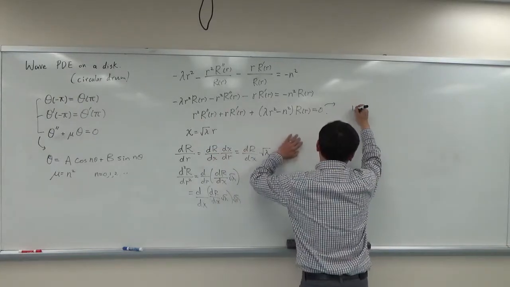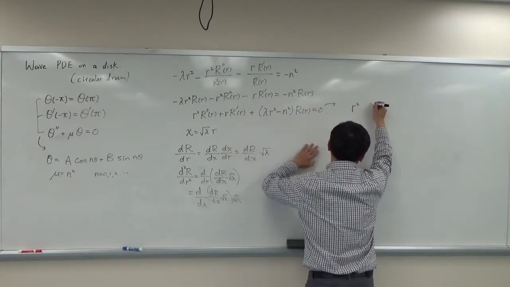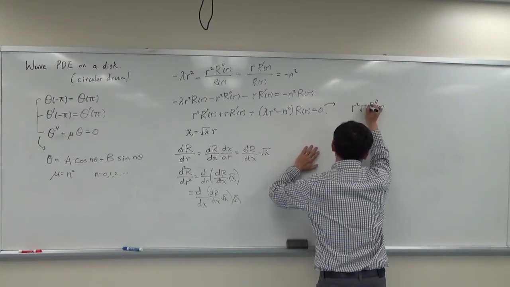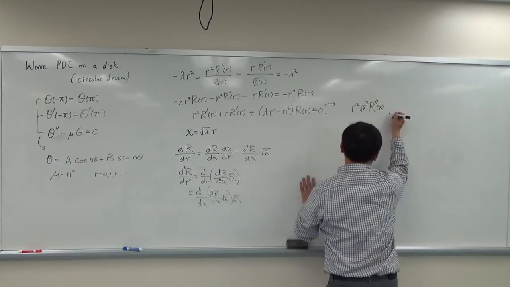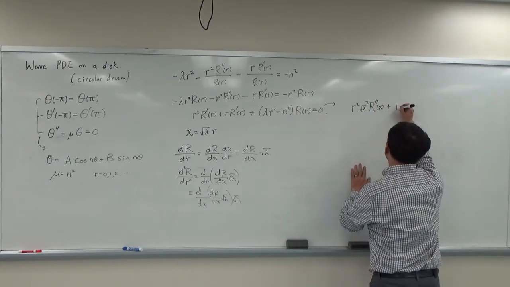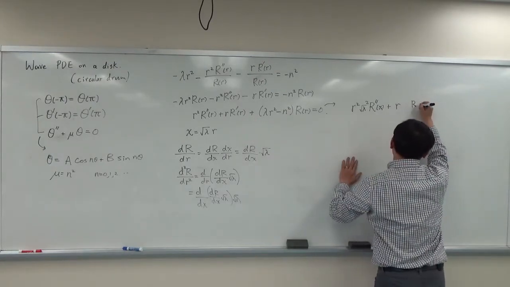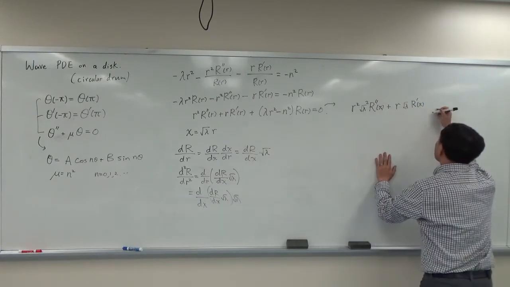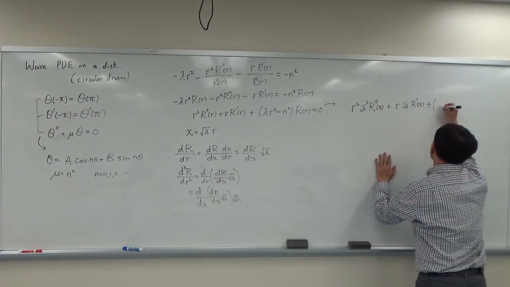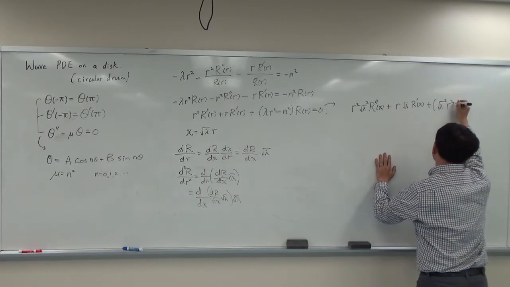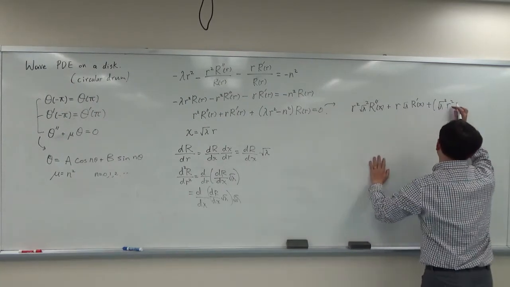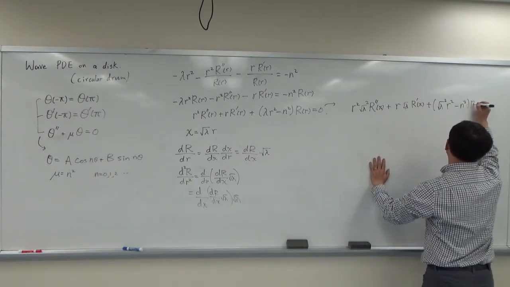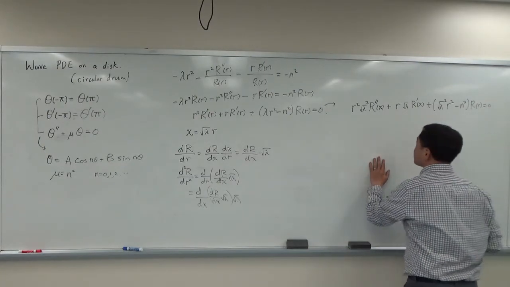So r squared is r squared, but r double prime as a function of x will now have square root of lambda squared. Plus r prime as a function of x, if you differentiate r by x, a square root of lambda will appear. And then plus square root of lambda squared r squared, I'm just writing down lambda squared minus n squared, R of r equals 0.